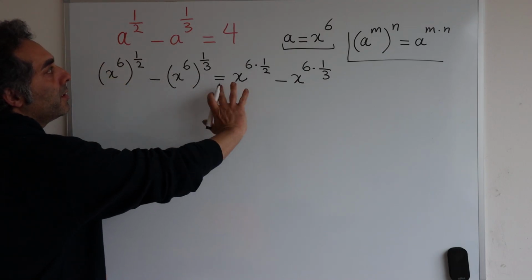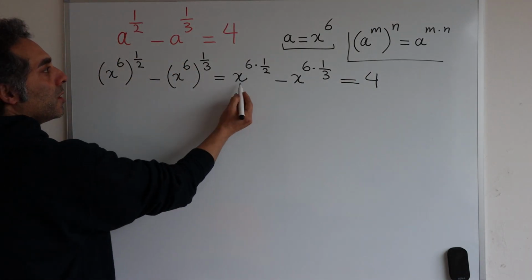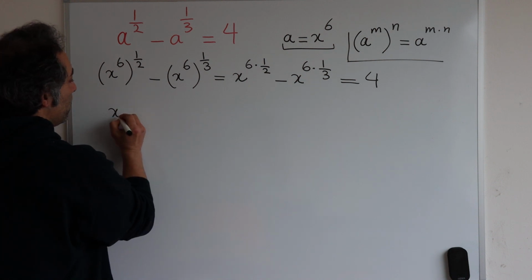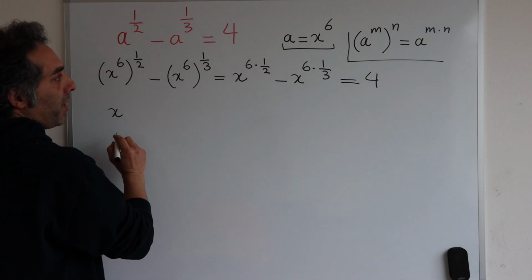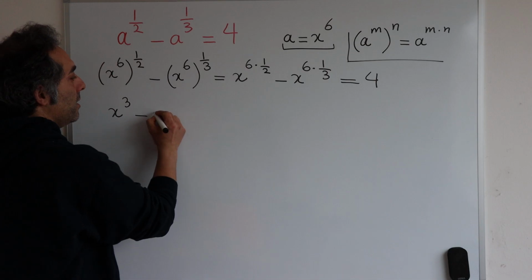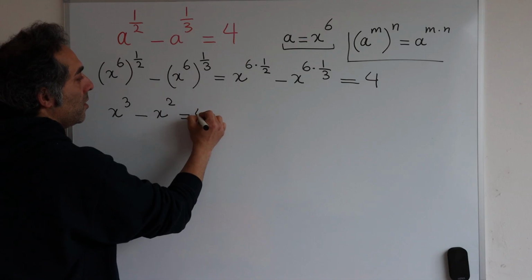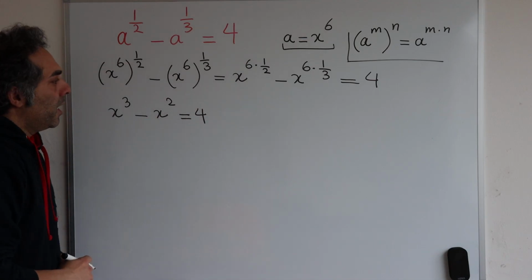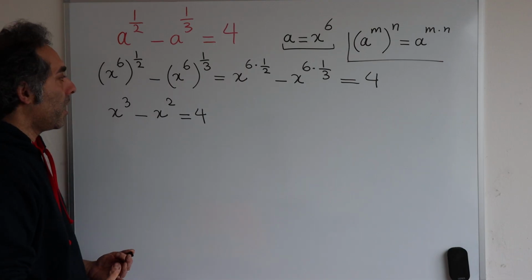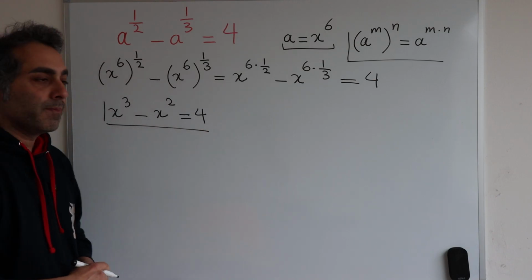And everything here equals 4. Now, by regarding that formula, you can simplify that. x to the power of 3 minus x to the power of 2 equals 4. In this step, you can see the exponents are no longer fractions. So you just need to solve this equation.